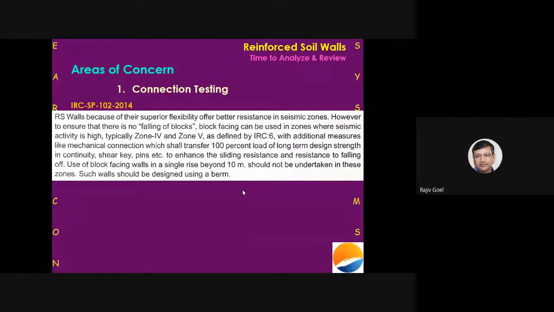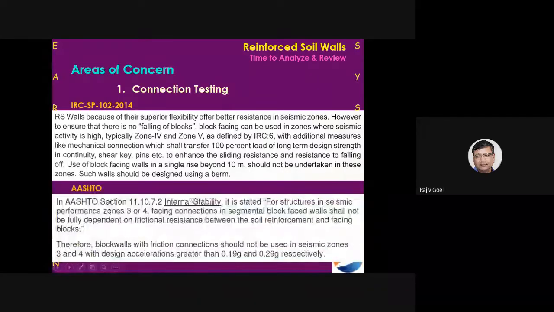NHAI has come out with circulars, but still, to my surprise, I keep finding that a lot of construction with blocks is still being done in seismic zones 4 and 5, which can be avoided if all the consultants are actually aware of it. And similar recommendations are available in AASHTO also.